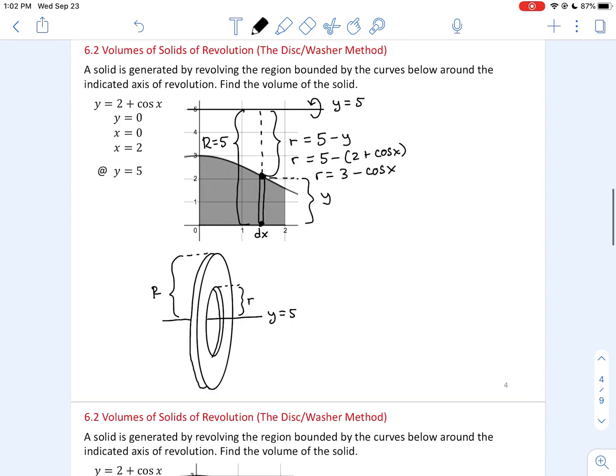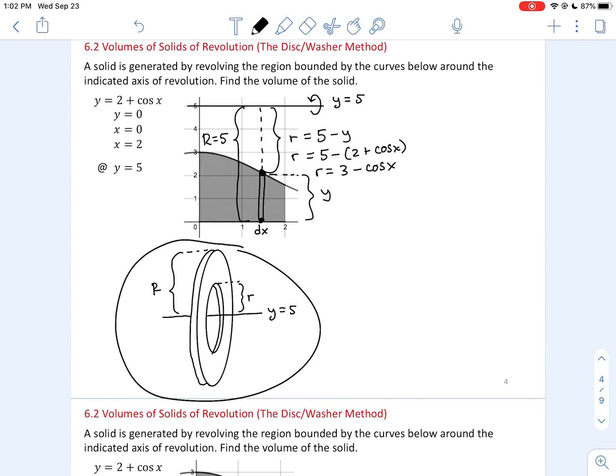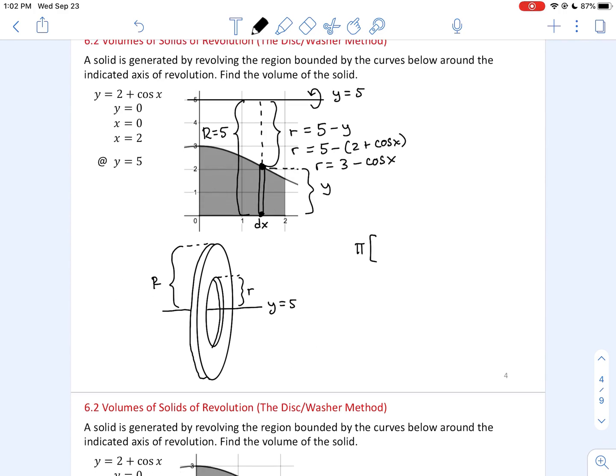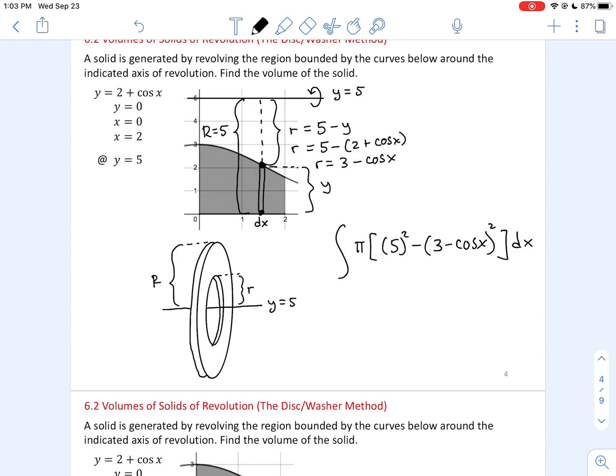All right, so then the volume of the washer is pi, parentheses, and then we do big R, which is 5, and square it, minus, parentheses, little r. Little r is a function of x, 3 minus cosine of x. Square that, close the brackets, and put the dx. This is the volume of the washer. Big R is always 5, but little r changes, right? Imagine different strips. If you're up here, big R is still 5, but little r would be something different, changing depending on which x-coordinate, which vertical strip we're on. And then we would want to add up all of these from x equals 0 to x equals 2, and this would be the volume of our solid.